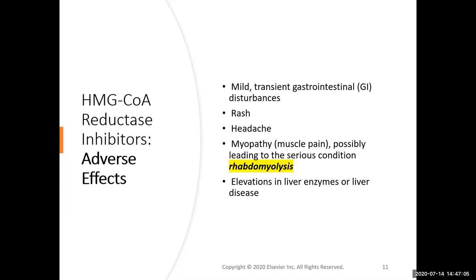Some of the adverse effects can be some GI disturbances. They're usually mild and transient, and shortly after administration of the drug. Some people can develop a rash or have a headache. Again, this may not be a reason to stop the drug, but a physician needs to determine that. The most important problem that can happen is the myopathy, which is muscle pain. And this can be an indication of rhabdomyolysis, which can be life-threatening. We can also see elevations in liver enzymes or even liver disease.